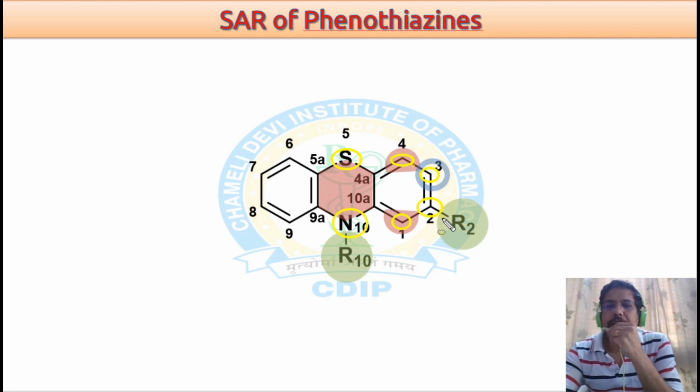So the key modification which is carried out on carbon 2 is represented by R2 group. Key modification which takes place on the nitrogen 10 position, that is R10. Look for the different possibilities.